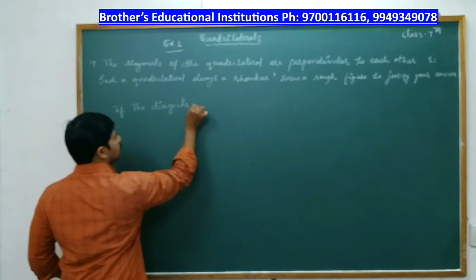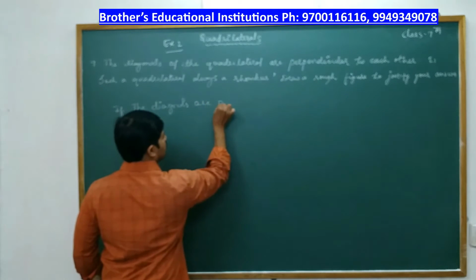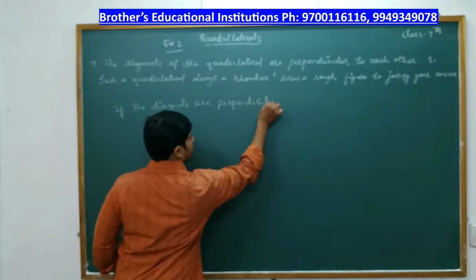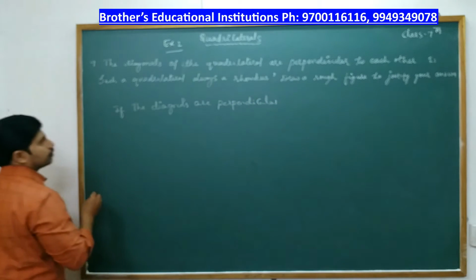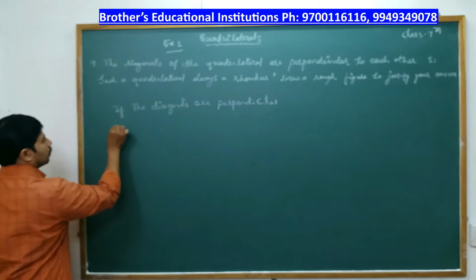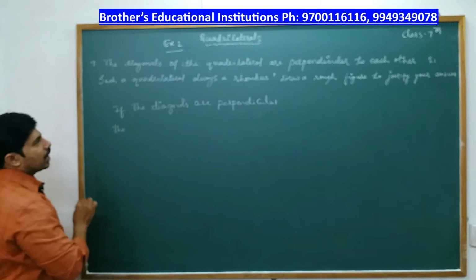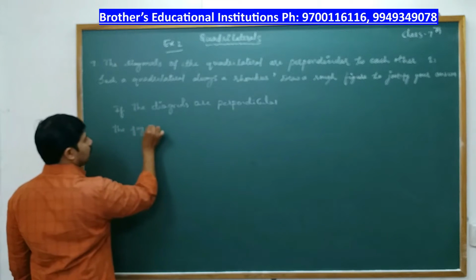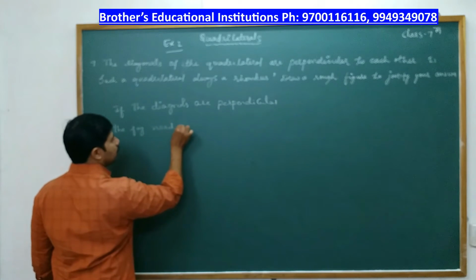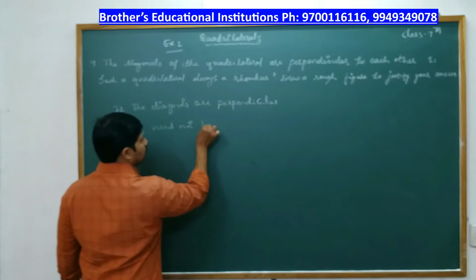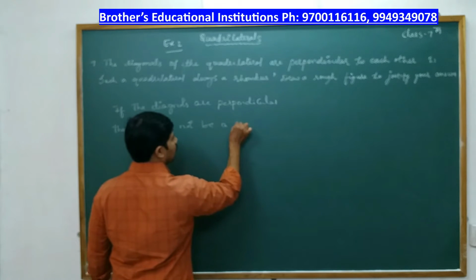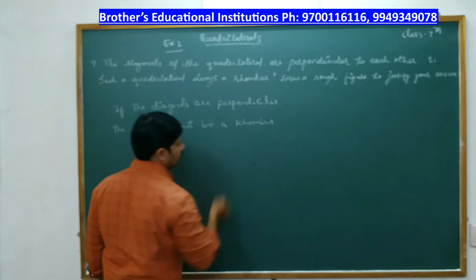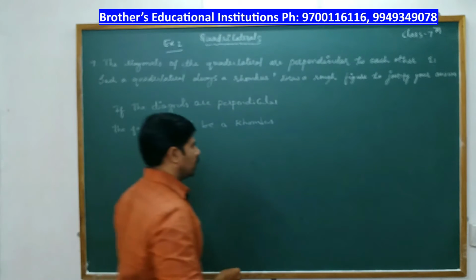If the diagonals are perpendicular, the figure need not be a rhombus. See, why? Because we'll draw one diagram.